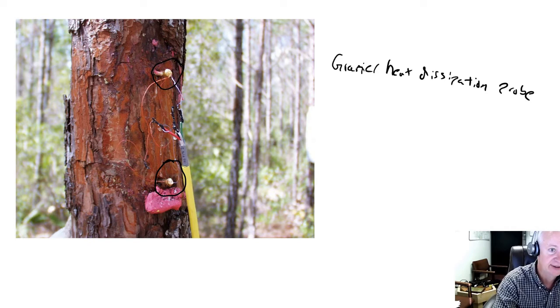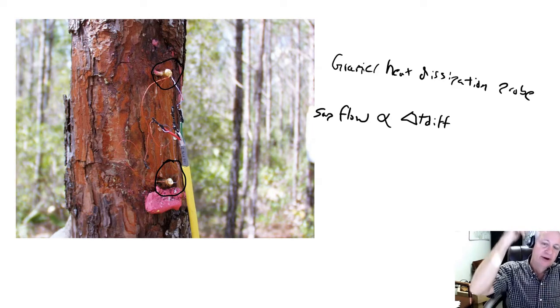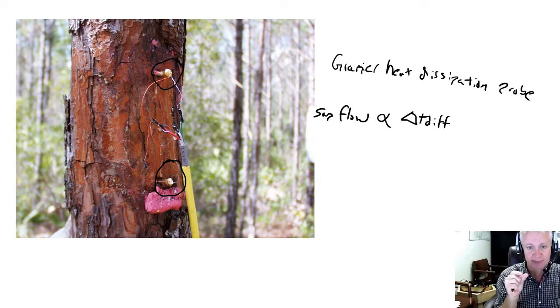And sap flow, in this case, is roughly proportional to the temperature difference between those two probes. Basically, as the sap flow gets larger, the temperature difference gets smaller. And it's a nonlinear relationship, but the relationship between delta T and sap flow is found to be fairly robust for a range of species. So there's a number of technologies that can be used to measure sap flow.